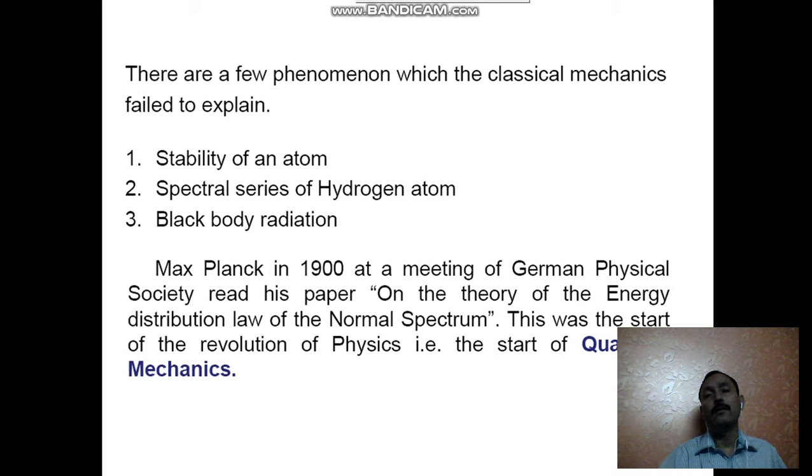There are a few phenomena which classical mechanics failed to explain. The phenomena are: number 1, stability of atom; number 2, spectral series of hydrogen atom; number 3, black body radiation. Max Planck in 1900, at a meeting of the German Physical Society, read his paper on the theory of the energy distribution law to the normal spectrum. This was the start of the revolution of physics, that is, the start of quantum mechanics.